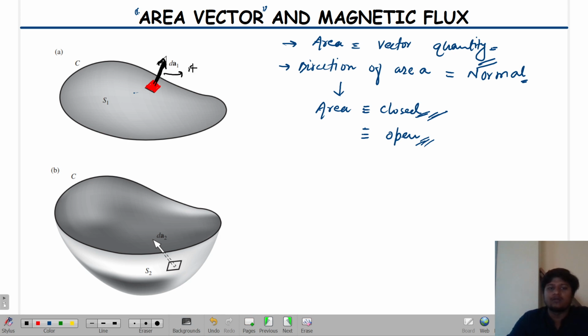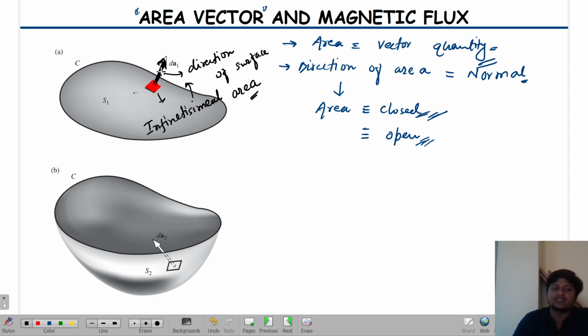This normal will tell about the direction of surface area. Right or not? Yes or no? Now, since we have considered here an infinitesimal area, for this infinitesimal area the direction of surface area is given by the normal. Got it or not?